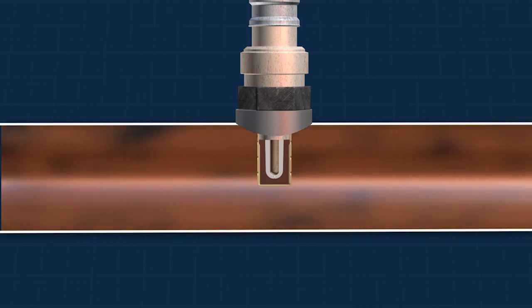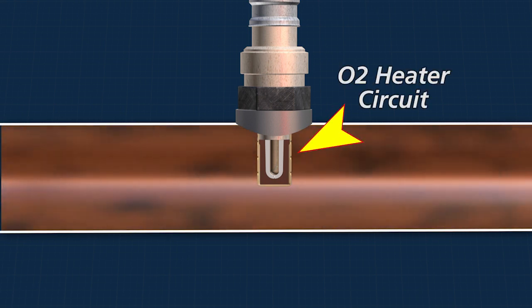For the oxygen sensor signal to be reliable, the sensor tip must be kept very hot under all driving conditions. To achieve this, a heater circuit typically encases part of the sensor. The heater is turned on by the computer when needed.